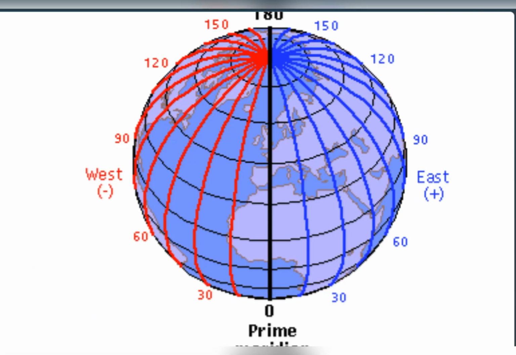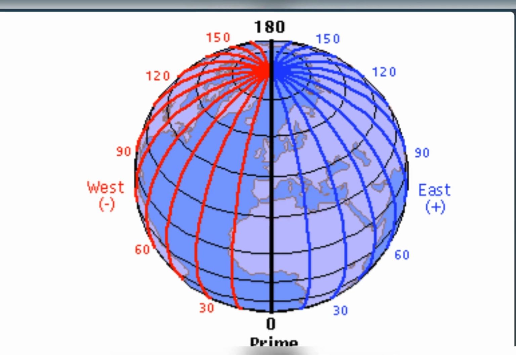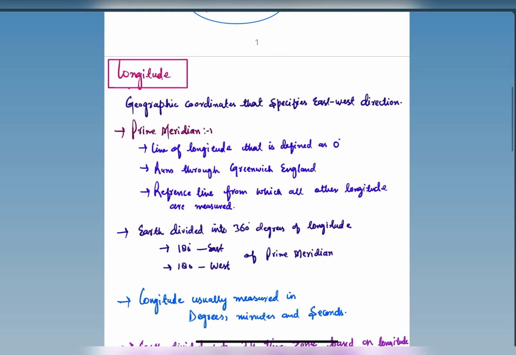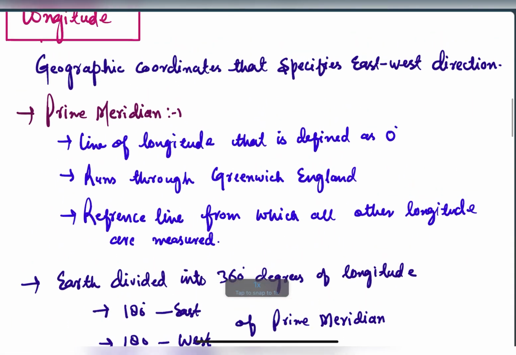We have noticed that the longitudes are wider at the center and they are getting narrower and narrower as they move toward the poles. Here they are very concise and congested. So let us see the theory part also.